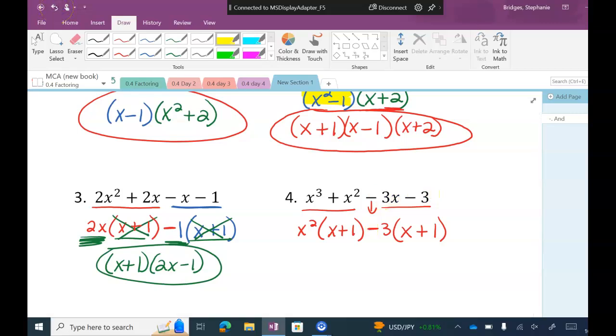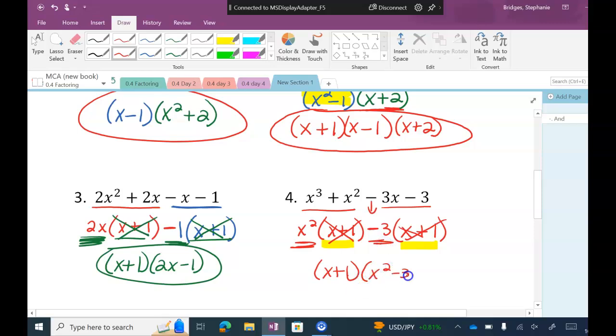And then I did end up with the same stuff in my parentheses, so I can pull that out. And then I'm going to write the leftover pieces in another parenthesis. Can I factor x plus 1 any further? No. Can I factor x squared minus 3 any further? No. X squared is a perfect square, but 3 is not. Therefore, I cannot continue to factor that, and we would leave the answer just like that.